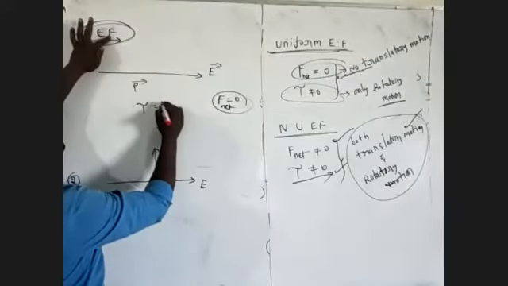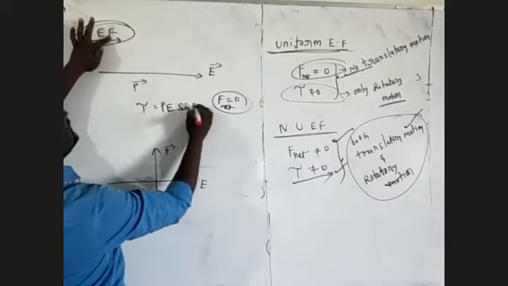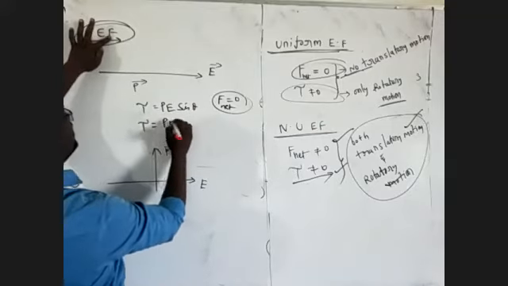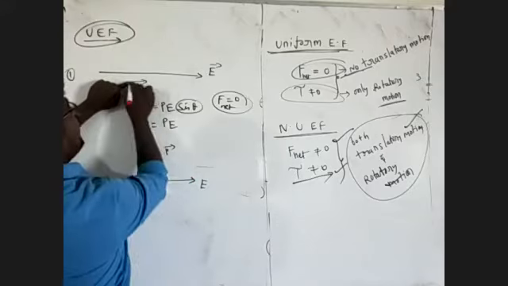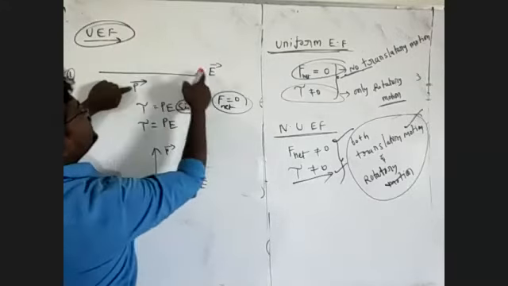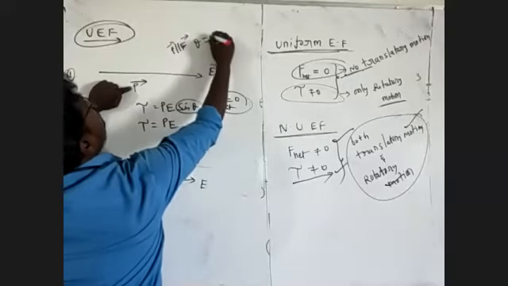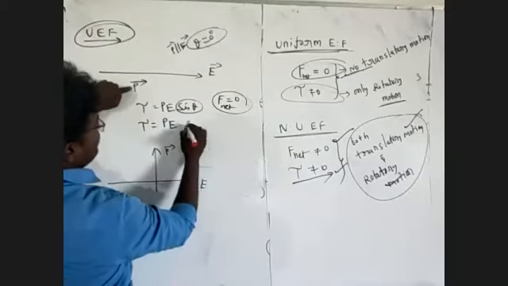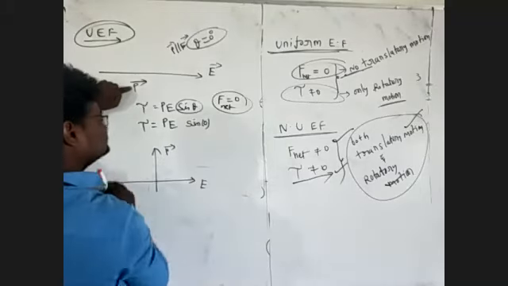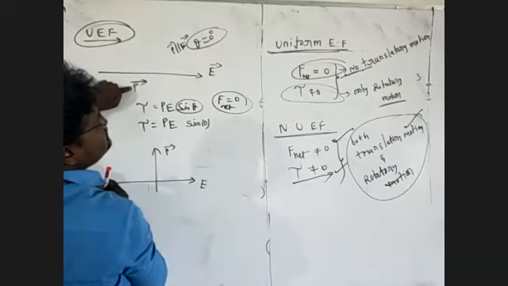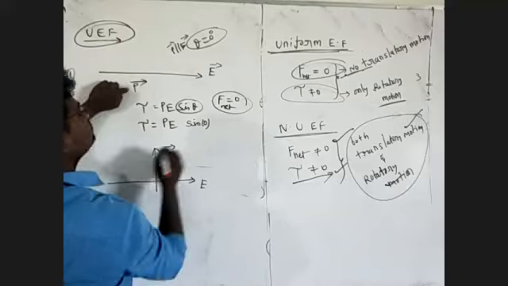What is the torque? Tau is equal to PE sin theta. What is the angle? The angle between P bar and E bar. P bar and E bar are parallel to each other, so theta is equal to 0 degrees. Sin 0 is 0.